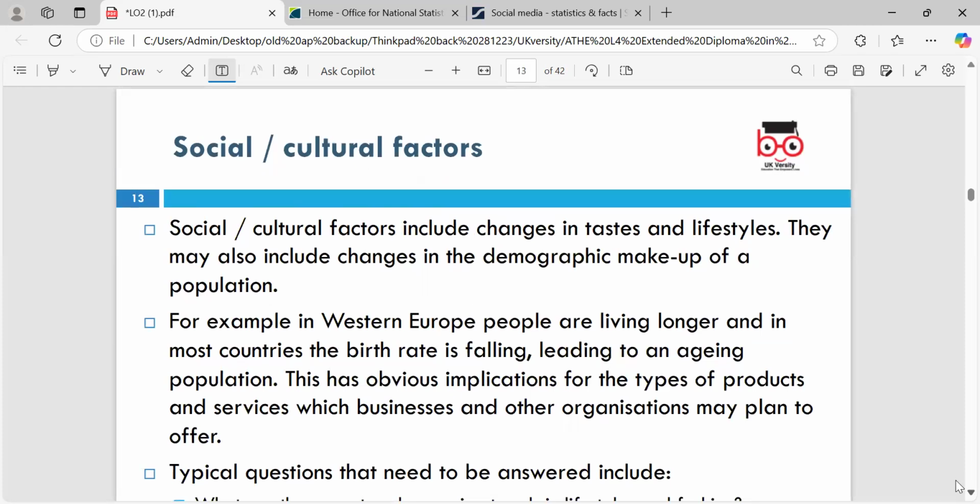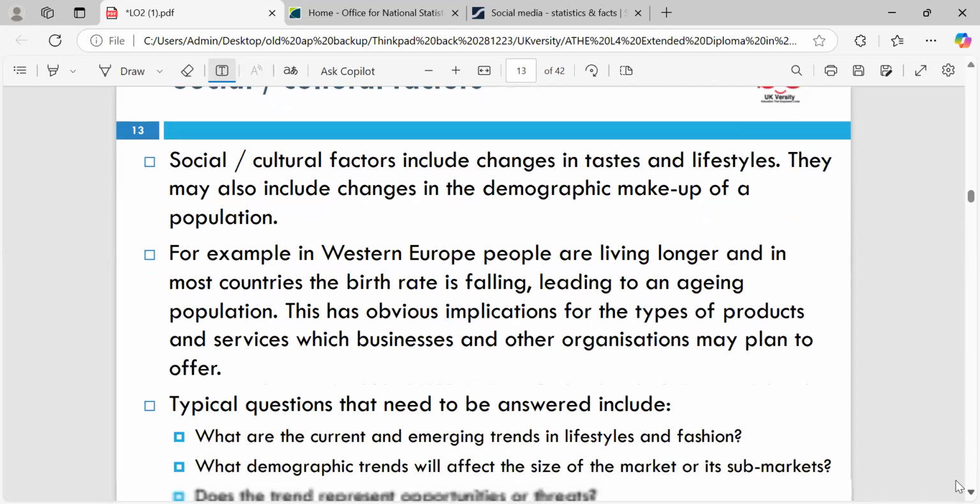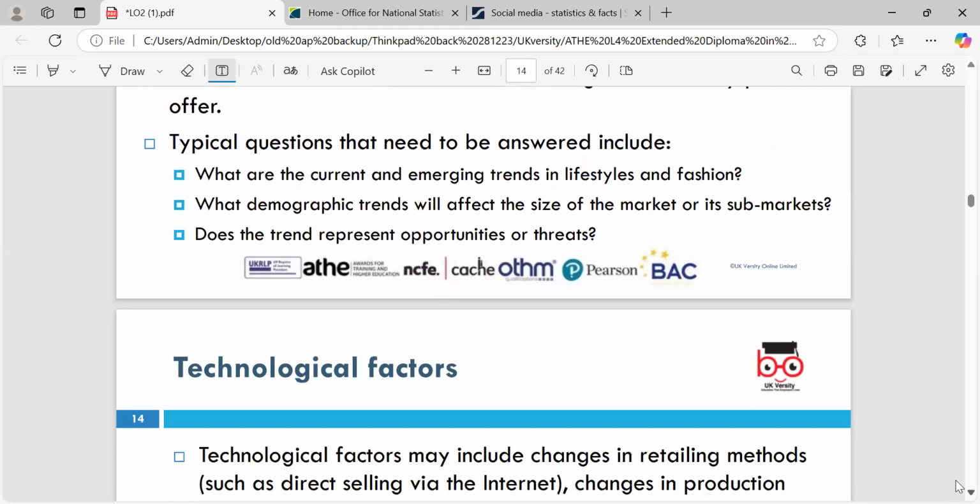Social and cultural factors. We have to look around the social and cultural factors, which include changes in taste and lifestyle, and may also include changes in the demographic makeup of the population. For example, Western European people are living longer, and in most countries the birth rate is falling, and the leading aging population has obvious implications for the type of products and services other organizations may be planning to offer. So typical questions need to be: what are the current and emerging trends in lifestyle and fashion? A demographic trend will affect the size of the market and the sub-market.